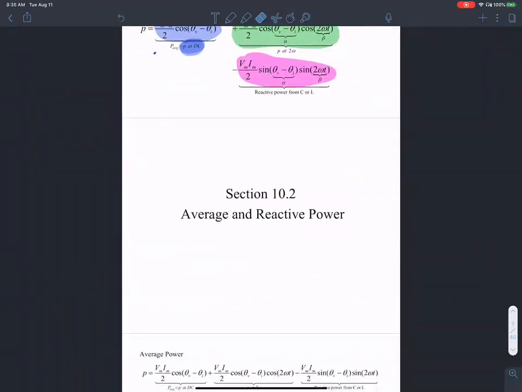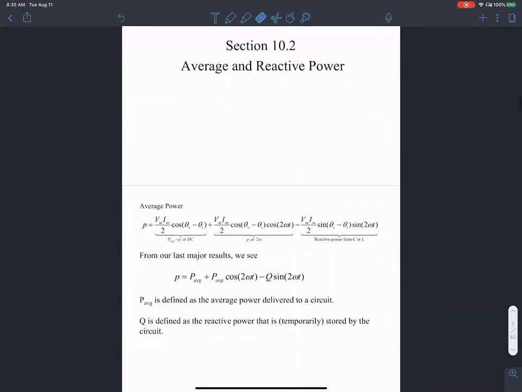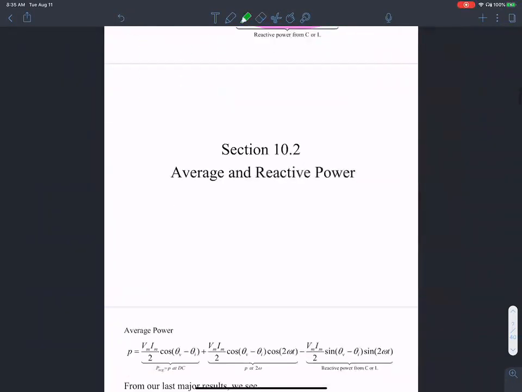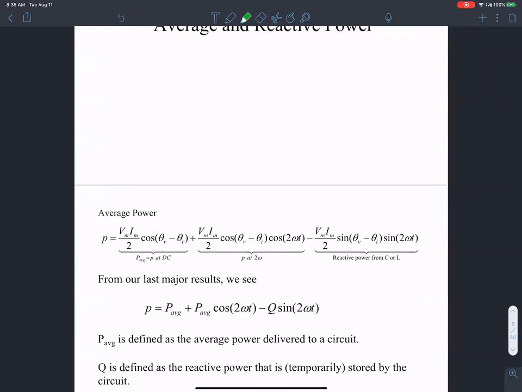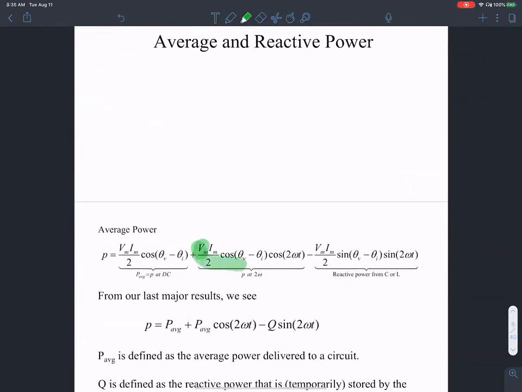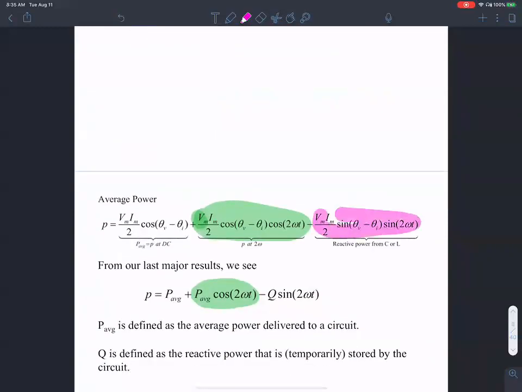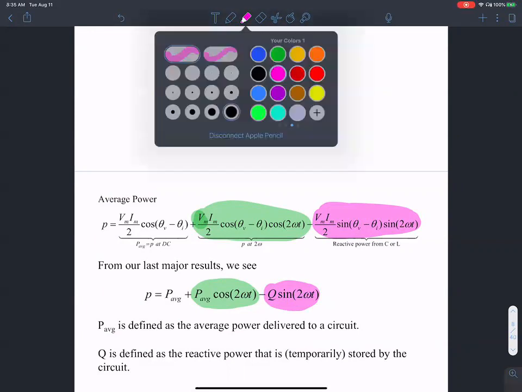Okay. So let's look at the average and reactive power. Average power, so there are three components. Let me highlight them one more time using the exact same color coding. Shown in green is this guy, which corresponds to the cosine. Shown in purple is this guy. This is an exact copy of the equation from above, which is simply a multiplication of V and I. It's a power, right? And then of course there is this guy.